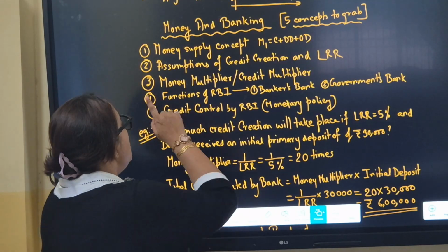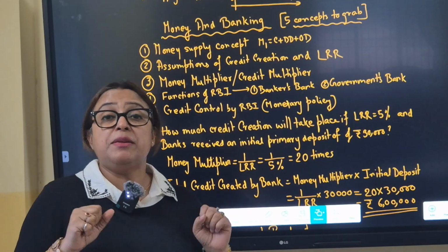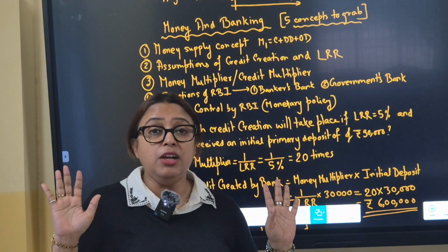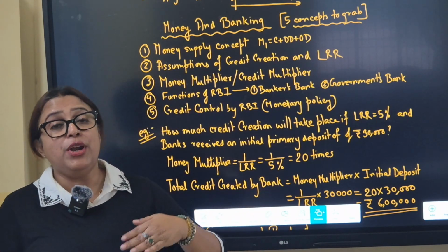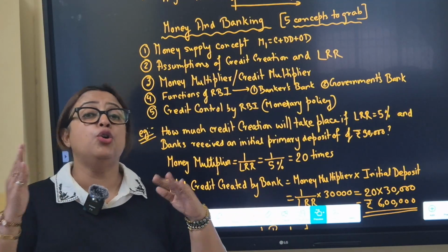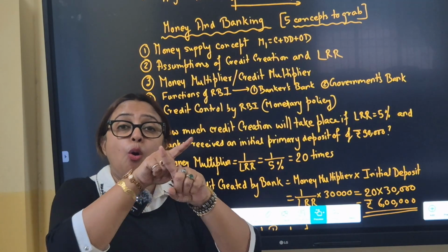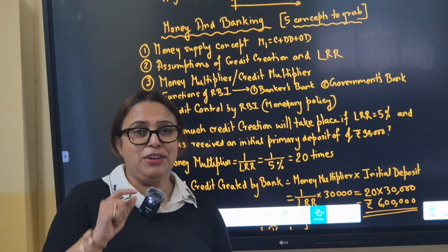Next. Credit control by Reserve Bank of India. Credit control, that means regulating the amount of money that should be there in the economy, and for that they have several tools like bank rate, repo rate, reverse repo rate, statutory liquidity ratio, cash reserve ratio, open market operation, margin requirement of loan, and all these tools together is known as the monetary policy of India.